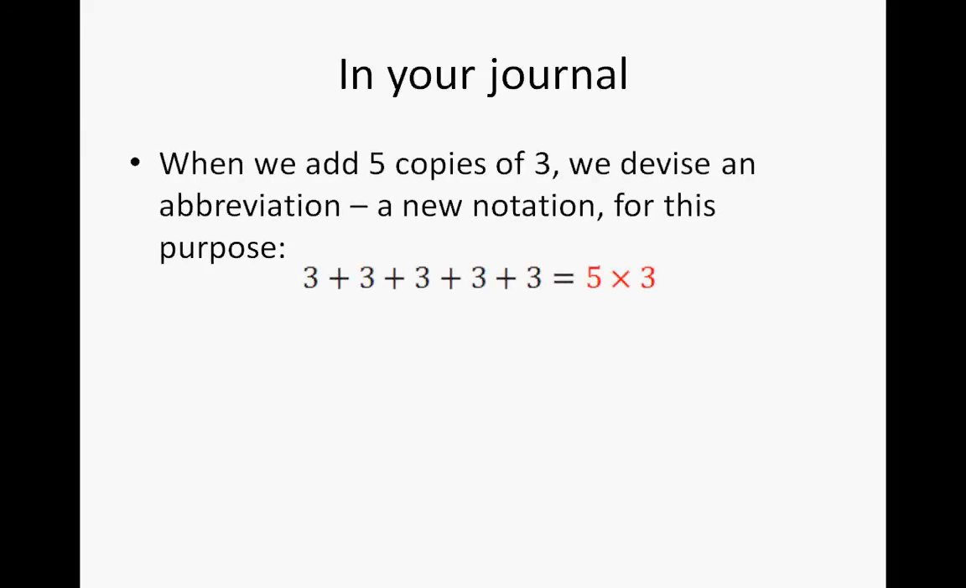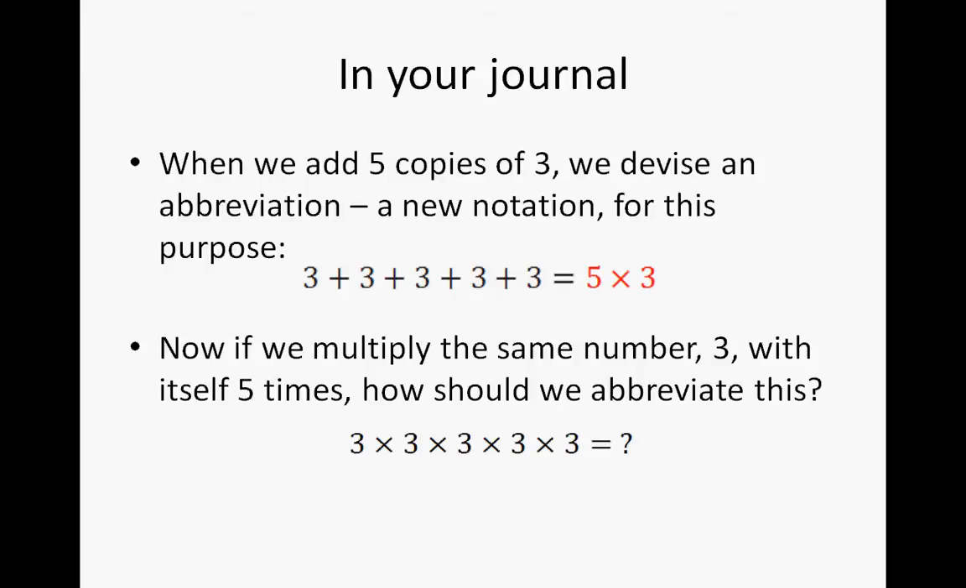First off, let's go ahead and set some background. So when we add 5 copies of 3, we devised an abbreviation, a new notation for this purpose, and we called that multiplication. So if we add 3 numerous times, in this case 5 times, then instead of writing this whole long sentence of 3's, we abbreviate it as 5 times 3.